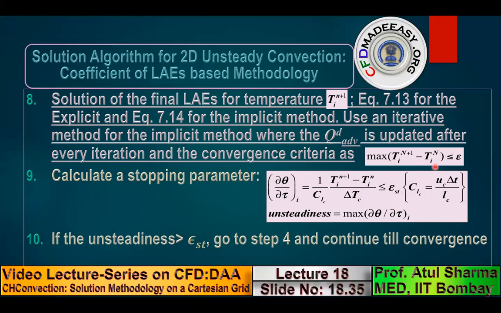This condition is never obeyed. The last step is to check for unsteadiness; otherwise, you have to go back to the step where you have a non-Dirichlet boundary condition and continue till convergence.